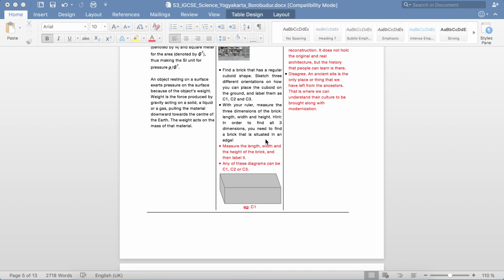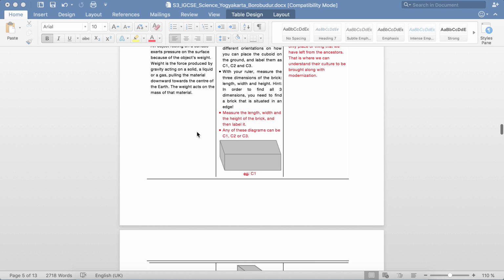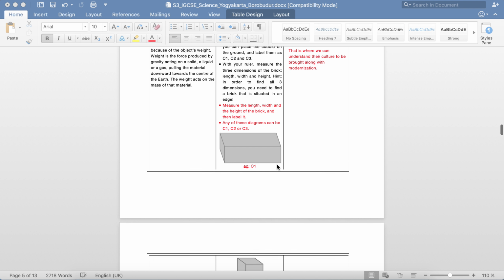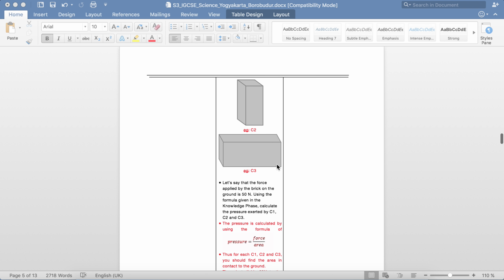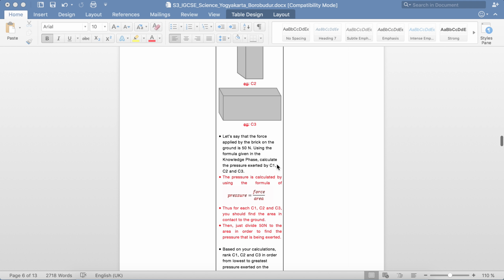Here, the learners begin their learning experience by measuring the dimensions of a brick. The answers are in red. After having found the measurements, they are asked to refer back to what they have learned in the knowledge phase about pressure and to calculate the pressure exerted by these bricks.